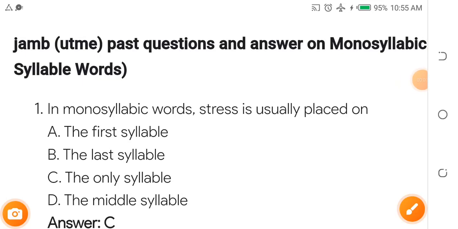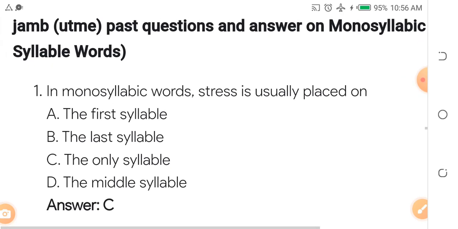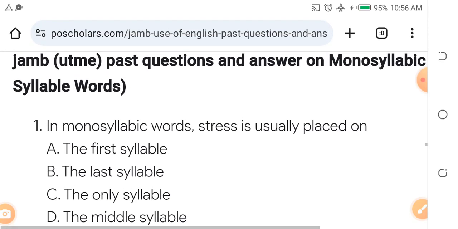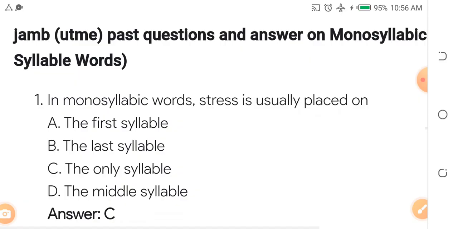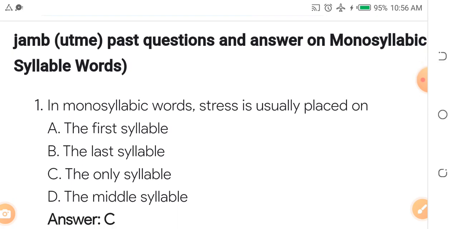As a JAMB candidate, there is no way you can run away from Use of English. In fact, Use of English has the highest number of questions, 60, while the other subjects have 40 questions each. That is why there are a lot of marks to be made or lost in Use of English. Whether you are arts, science, or commercial, you must encounter Use of English.